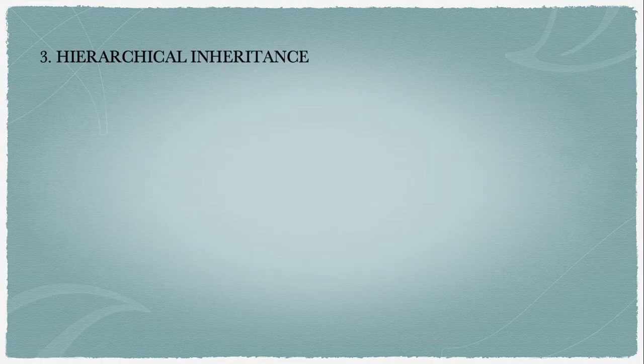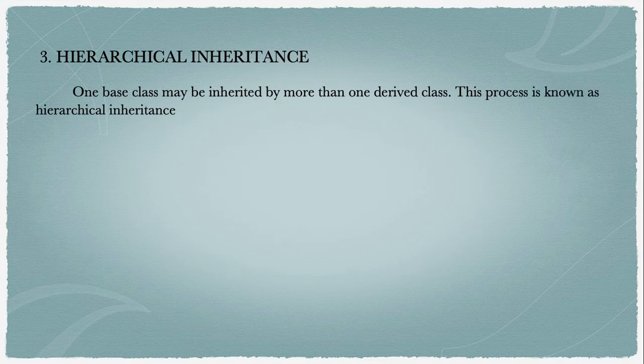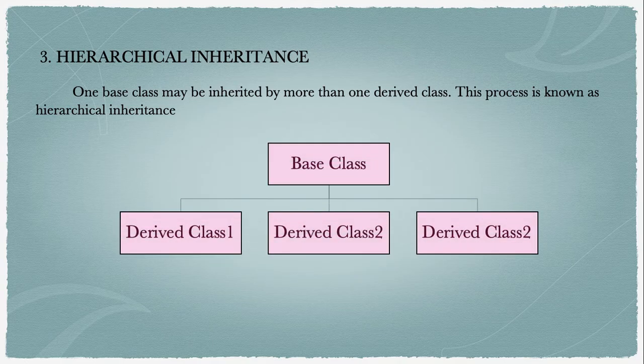Next, number 3, hierarchical inheritance. Hierarchical inheritance means one base class may be inherited by more than one derived class. Simply, this is the opposite version of multiple inheritance. There is only one base class that can be inherited in many derived classes. Let's assume in this example there is one base class, and the base class properties can be inherited or derived in derived class 1, 2, 3. This kind of inheritance we call hierarchical inheritance.